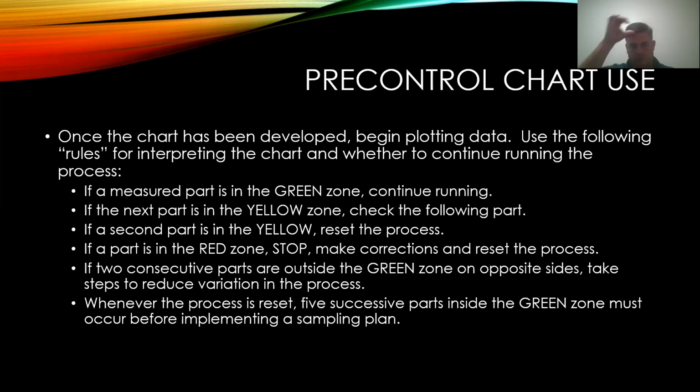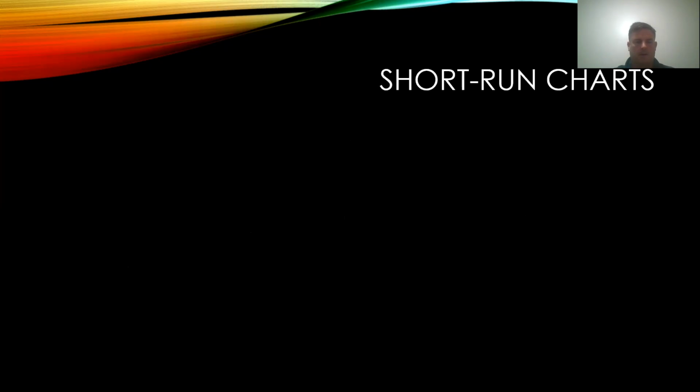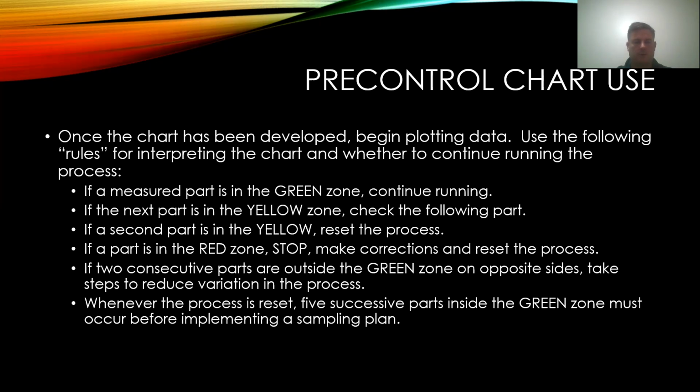Because again, you want to make sure that you hit it right off the bat and not create a whole bunch of scrap. And then whenever the process is reset, you want to see 5 successive parts inside the green zone. And then you can go back to your normal sampling plan, which is maybe you check 3 per hour or whatever. So like I said, that's a useful one. You guys can use that a lot, especially when you're doing setups and that kind of stuff.